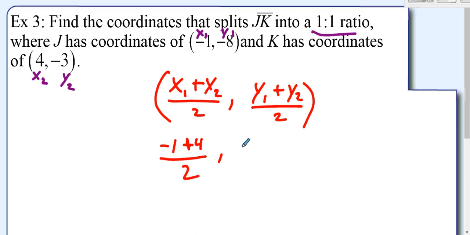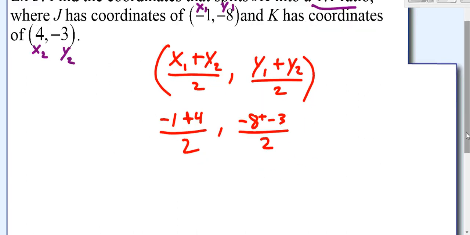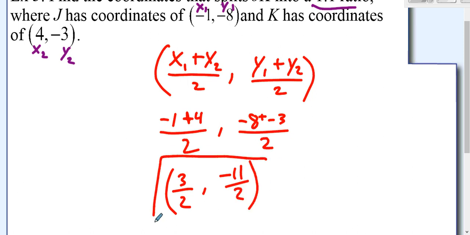y1, -8. y2, -3. So it's plus -3. Since they're both negative, when we combine them, you're just going to add them and keep the negative sign. So -1 plus 4 is 3. That's where I got the 3 before. Over 2. And then -8 and a -3 makes -11 over 2. That's your midpoint.